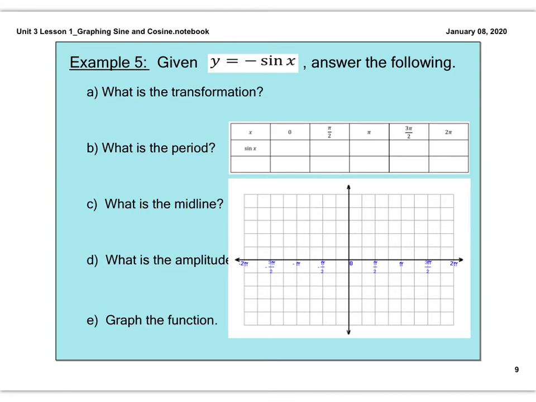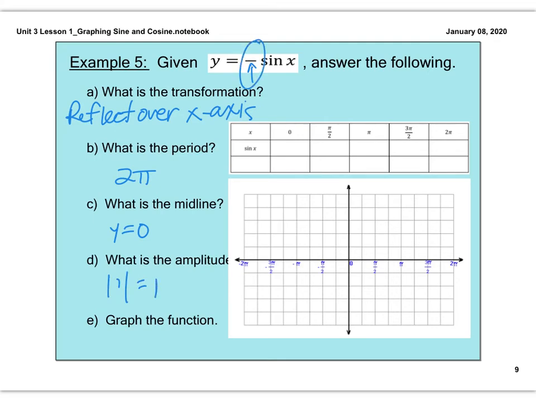All right, here we go. Let's try another one. So what is the transformation? I can see the only thing that's really changed is there's a negative sign here. When there's a negative sign in the amplitude, that means it's going to reflect over the x-axis. So the period will still be 2 pi. The midline will still be at y equals 0. The amplitude will still be the absolute value of 1 because the number in front is -1. Excuse me, -1, and the absolute value of that is 1.